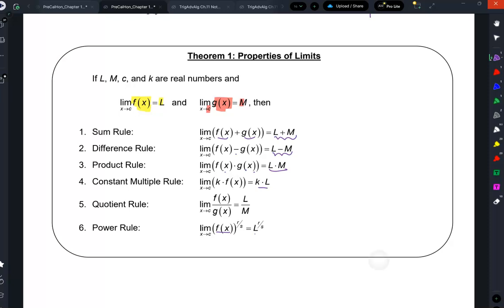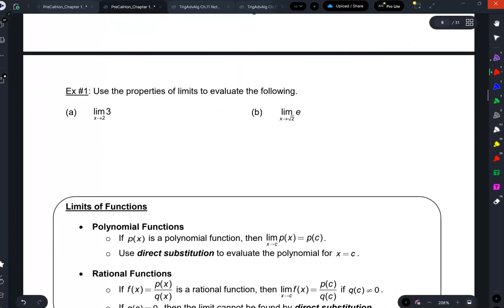So for example, suppose f of x is just x, and let's make that as x approaches 3. What's the limit of this? 3. But now, if I took x and I squared it, then I would also square the limit, and it would just be 9. Okay? All right. So here we go.